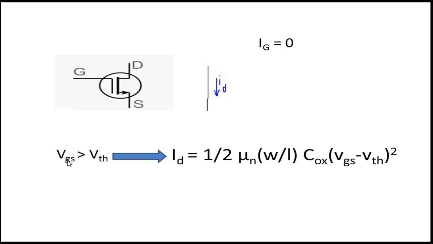So if V of gate source, when we say VGS, we mean the V of gate minus the V of source. So when we apply a voltage to the gate which is bigger than the source by an amount which is called V of threshold and is only dependent on the structural parameters of the transistor, we would have a current, or I of D, which would flow through the drain to source and is equal to 1/2 mu n W/L C oxide (V of gate source minus V of threshold) squared.